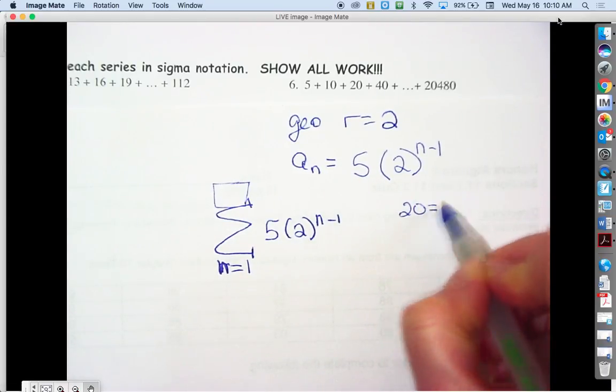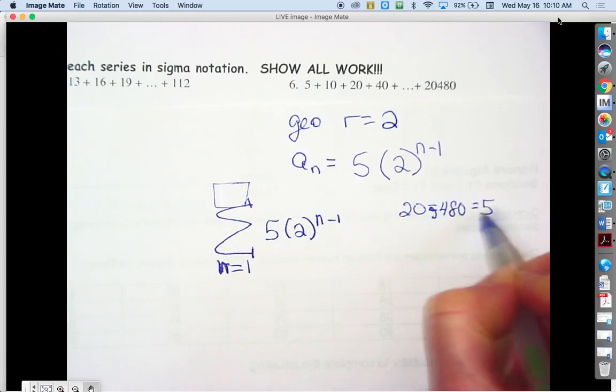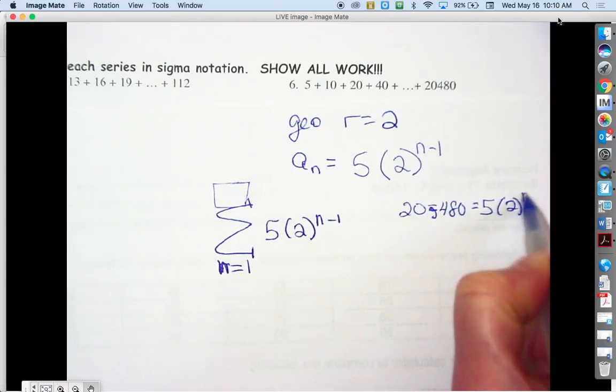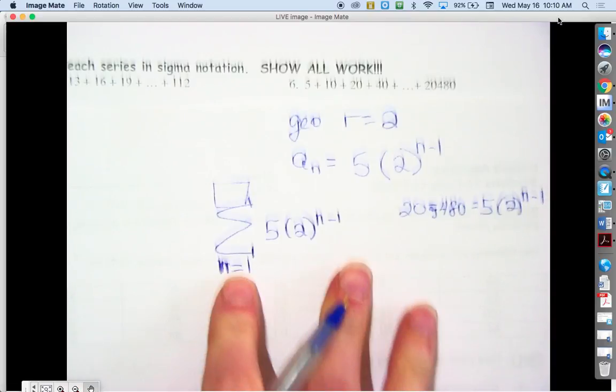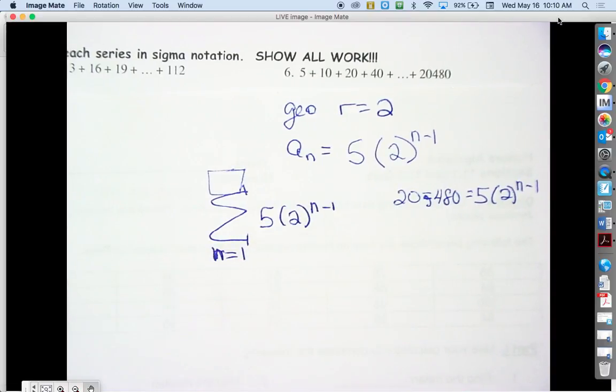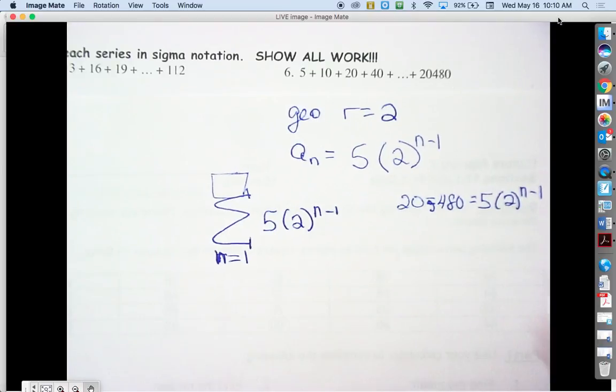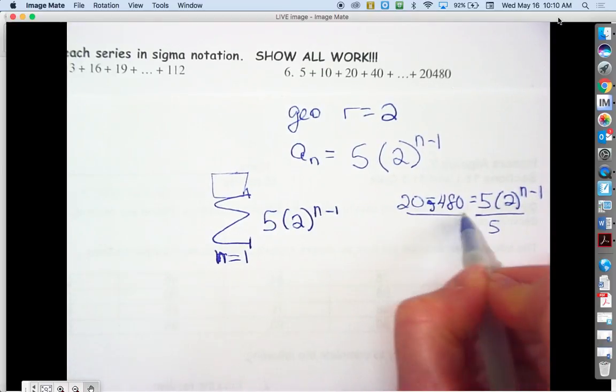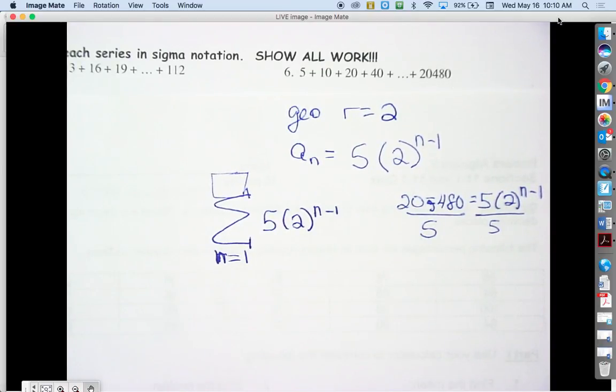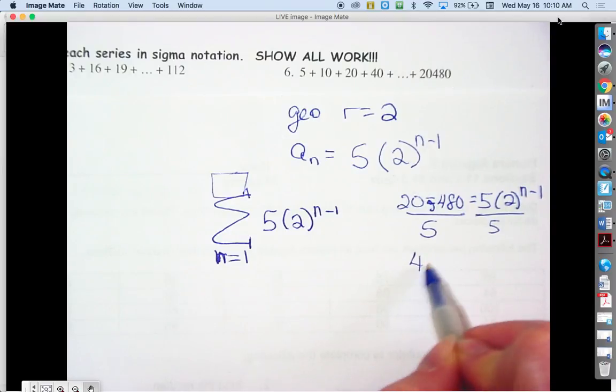So you take the 20,480, set that equal to the formula, and then we need to solve this. How do you solve it when it's a geometric formula? Maddie? Take out the 5. Yeah. So divide by 5, multiply by 1/5, but we want to get the exponent by itself. Do you know what that equals? 4,096.